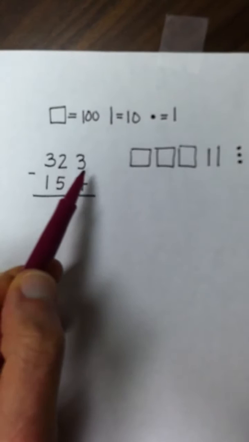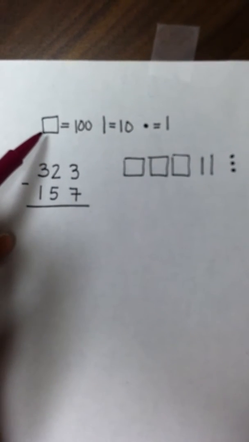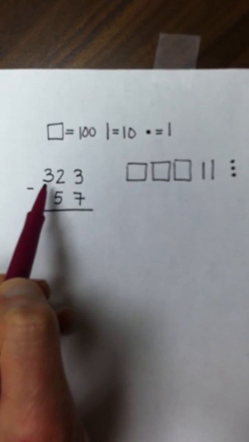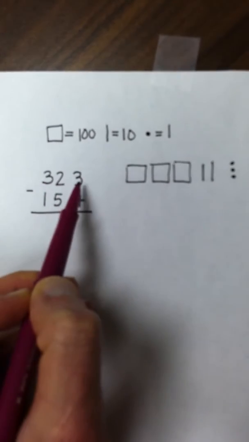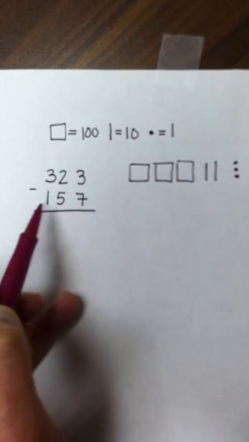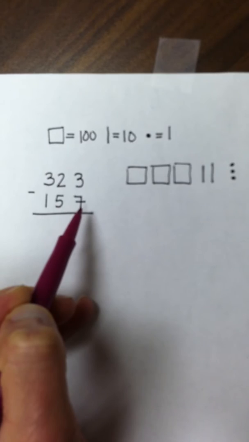So over here, I'm going to subtract 323 minus 157 using base 10 blocks drawn in pictures. When I draw a square, I'm representing the hundreds place, a stick will be the tens place, and a dot will be the ones place. And I'm going to use the takeaway model. So I'm physically going to put 323 on the table in blocks, and I'm going to physically take away 157.